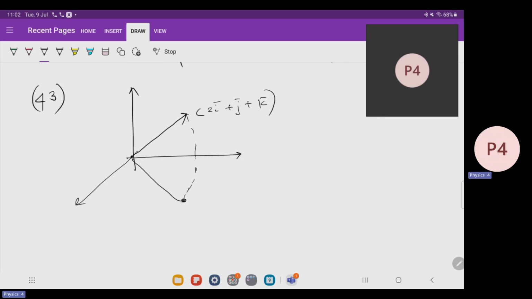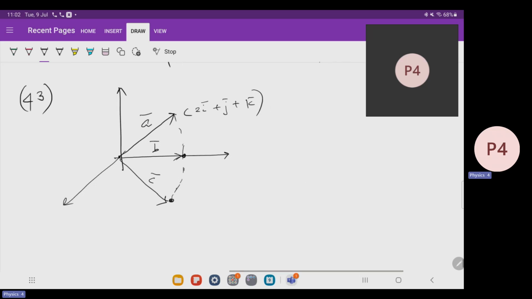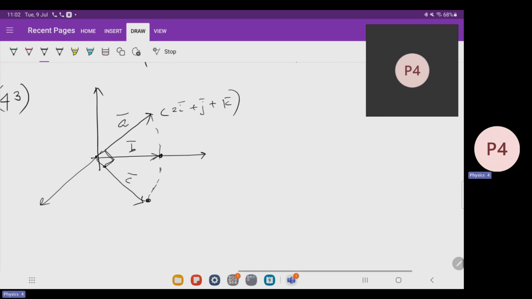So it will come somewhere here. Let us take this as A bar. This has to be some vector. This vector is very important. B bar, and this is C bar. Now this is a point on the x-axis. This angle is 90.